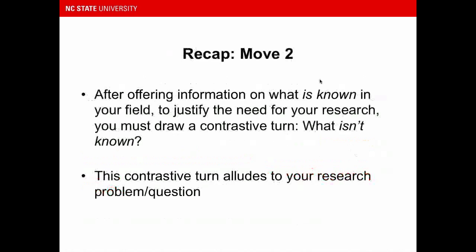So to recap, in Move 2, after you have established what is known in your field and the topic at hand, in order to justify the need for your research to the editors and the reviewers, you have to draw this contrast. You have to then state very clearly what isn't known. And for many of you, when you make this contrastive turn and you use words like however, but, or while, it's going to allude to your research problem or question. It's not going to be the specific statement of your research question. But if someone looked at that sentence in your introduction, they should be able to generalize about what your study would be.